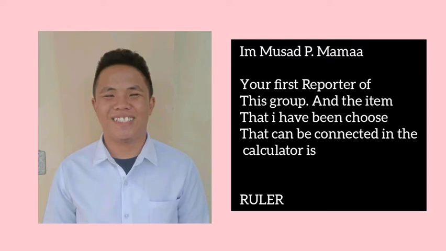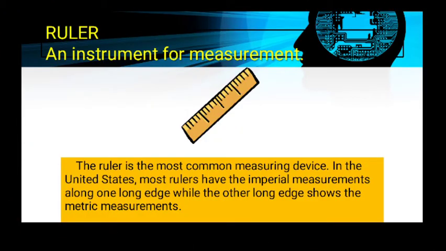The item that I chose that can be connected to calculator is the ruler. A ruler is an instrument for measurement. The ruler is the most common measuring device in the United States. Most rulers have imperial measurements along one long edge, while the other long edge shows the metric measurements. A ruler is sometimes called a rule or line gauge.